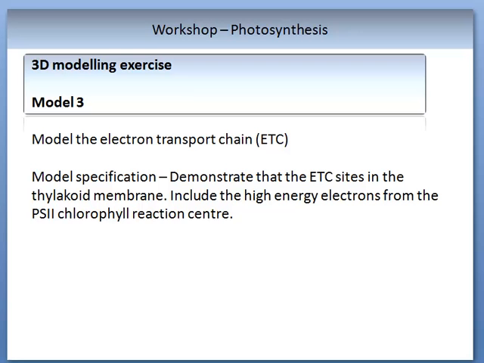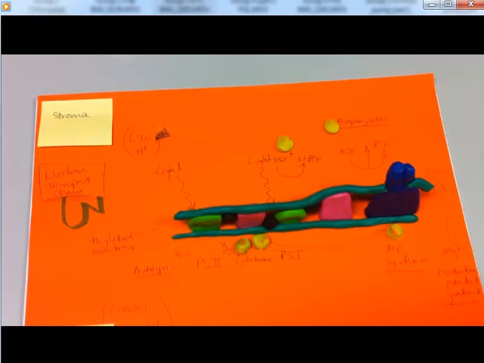Model 3's aim was to model the electron transport chain. The model specifications were to demonstrate that the electron transport chain sites are located in the thylakoid membrane. Demonstrate how electron transfer occurs from the Photosystem 2 chlorophyll reaction center. So this is a model of the electron transport chain. It's located in the thylakoid membranes.